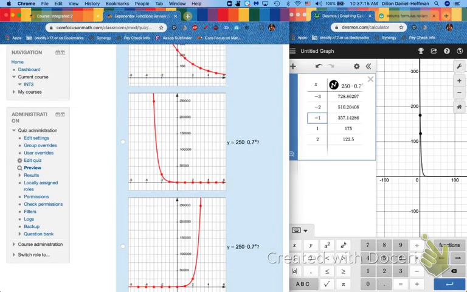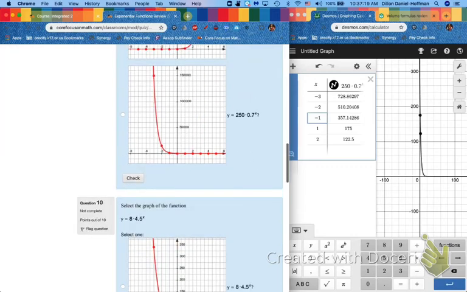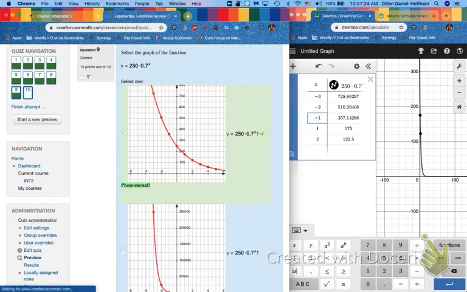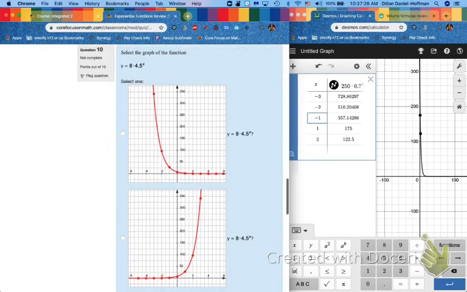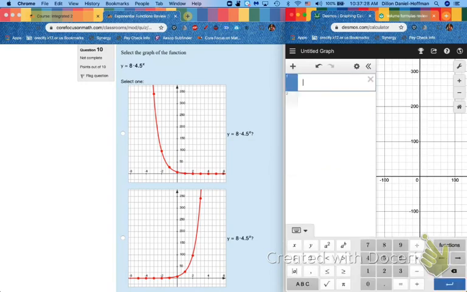It's 250,000? Wow, that's large. Let's skip ahead. It's none of those other ones. Phenomenal. Last one. Remember to type in your equation each time. If you missed one already, you probably learned that the hard way.